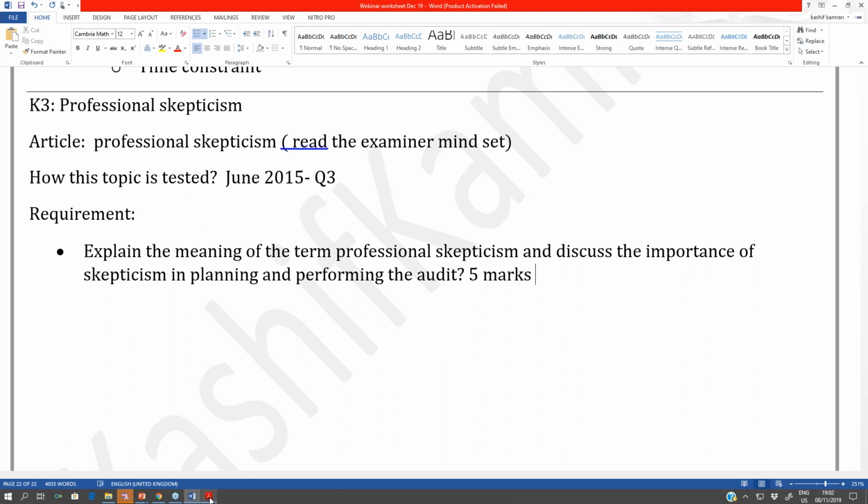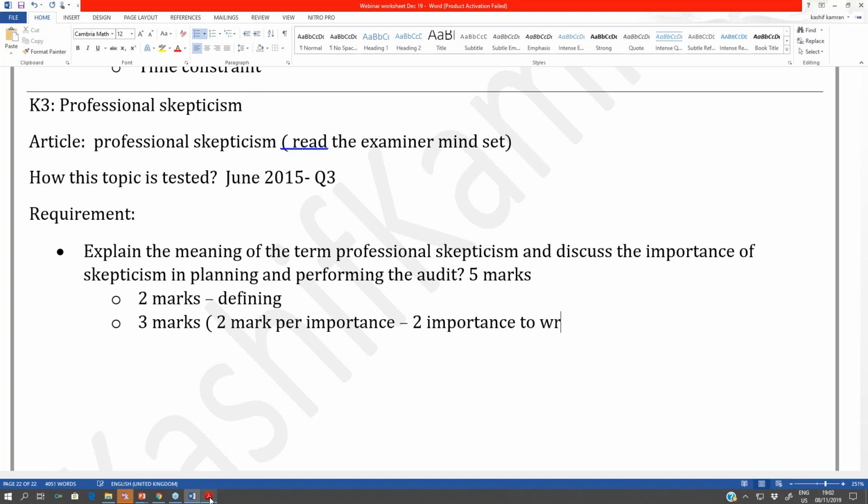Now, how will you take these 5 marks? 2 marks for the definition, and you are left with the remaining 3 marks, right? So 3 is an odd number, so you will take 2 marks per importance. So that means if you can write 2 importance points to wrap up the answer, because 1 importance will give you 2, the second will give you 2, so you're taking 4, right? So 2 importance and 1 definition will wrap up the answer. Now the answer to this lies in the article.